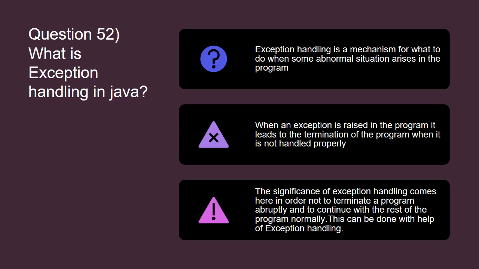Question 52. What is exception handling in Java? Exception handling is a mechanism for what to do when some abnormal situation arises in the program. When an exception is raised in the program, it leads to the termination of the program when it is not handled properly. The significance of exception handling comes here in order not to terminate a program abruptly and to continue with the rest of the program normally. This can be done with the help of exception handling.